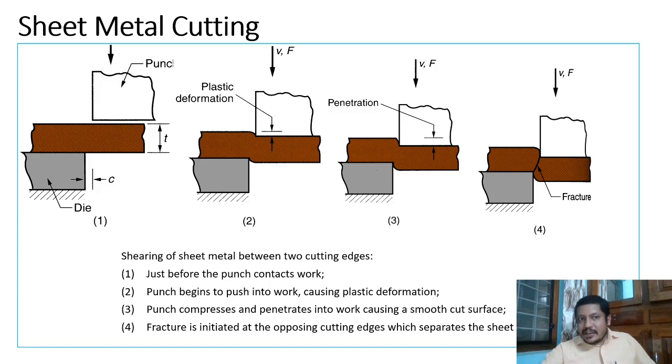Whenever sheet metal cutting is taking place, basically shearing is the operation which is taking place. That is, you are exerting a force with the help of a punch. The material will try to resist it in the opposite direction. When your applied force exceeds the material's resistance, that is the shear strength, in the shear plane the material starts to deform.